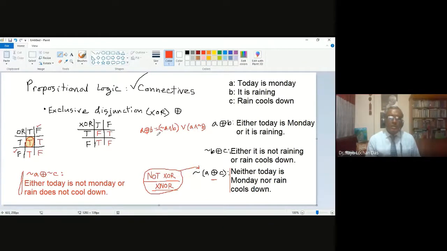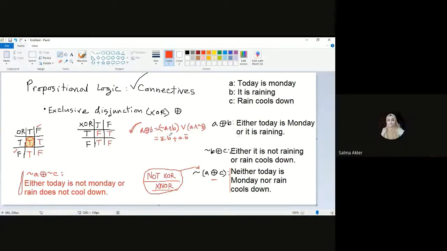But normally you can write A bar dot B, then plus A dot B bar. You can write this also. Same thing. Actually, I am just writing the traditional symbol for propositional logic. So do you understand this? This is also correct. You already know this. Is that okay? Yes, sir.